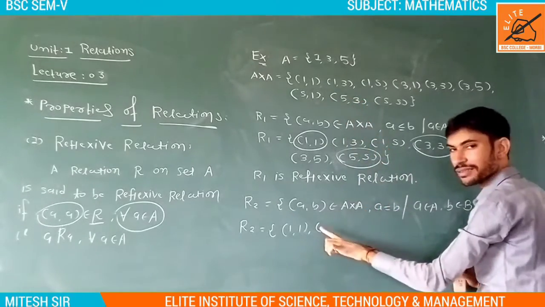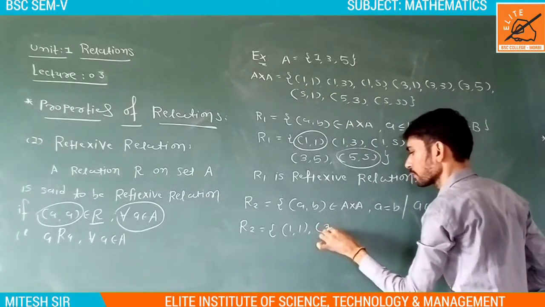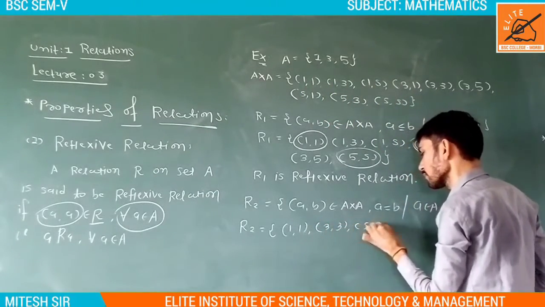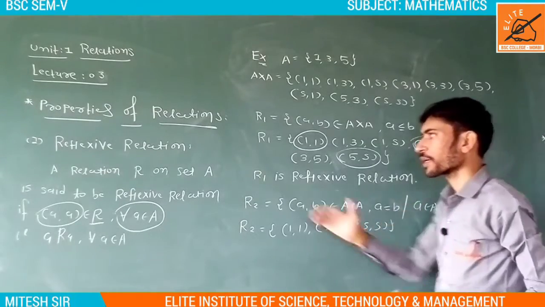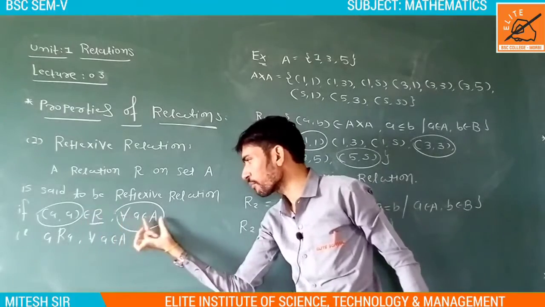So our relation just contains the pairs (1,1), (3,3) and (5,5). So as per the definition of a reflexive relation, our relation contains the pair (a,a) for every a belongs to A.